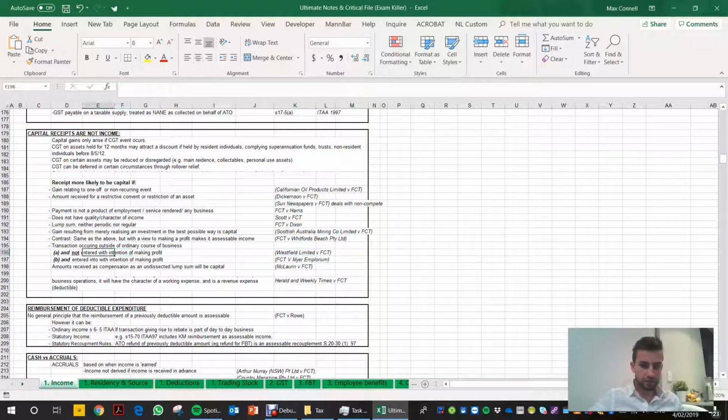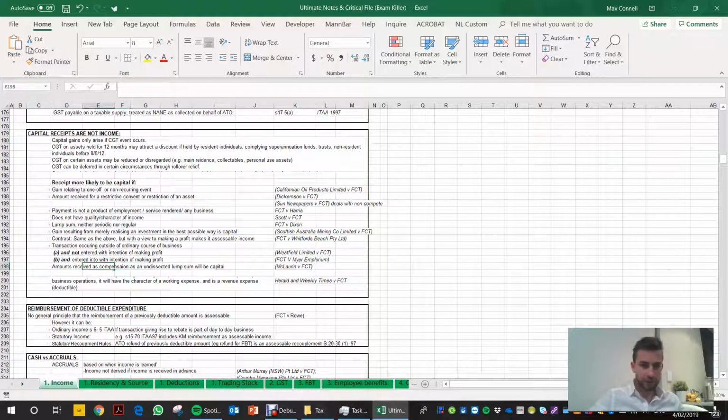It entered into with the intention of making profit. So it goes either way with FCT v. Meyer Emporium. Just use it depending on the background facts of the case.